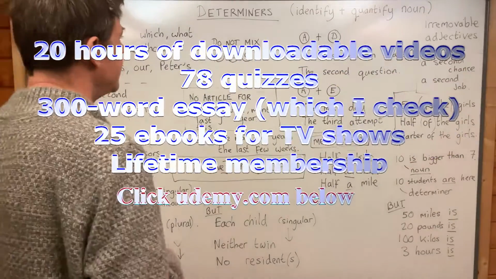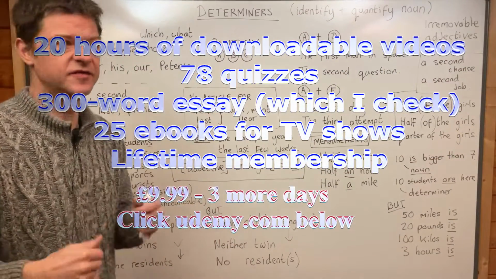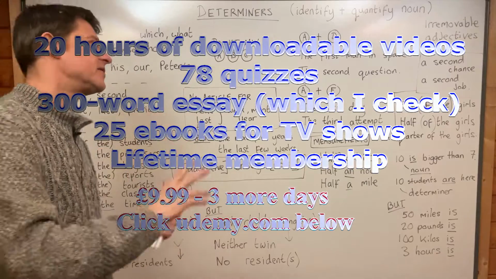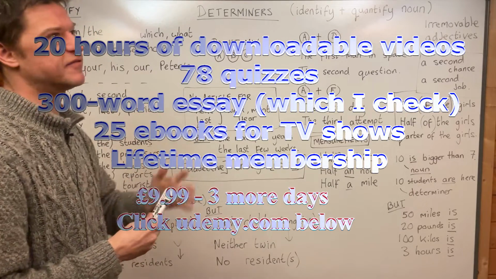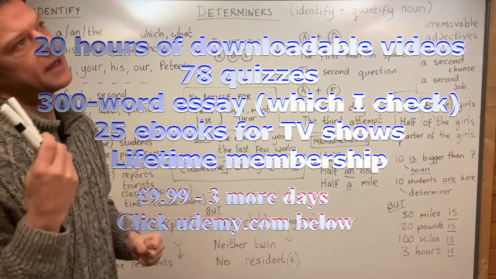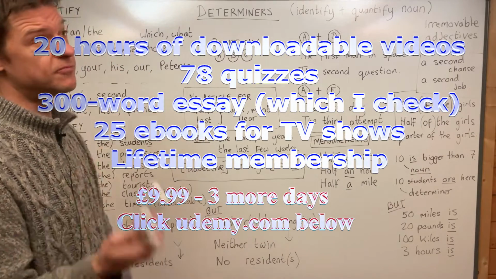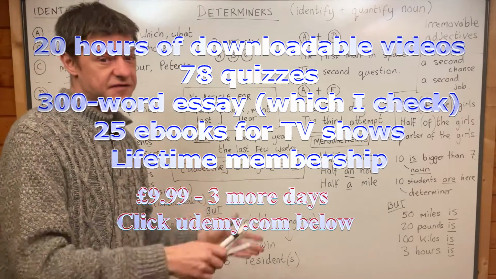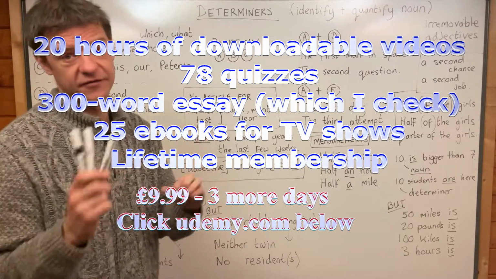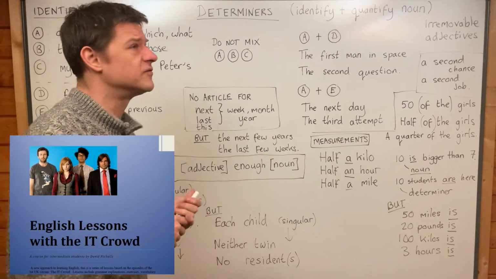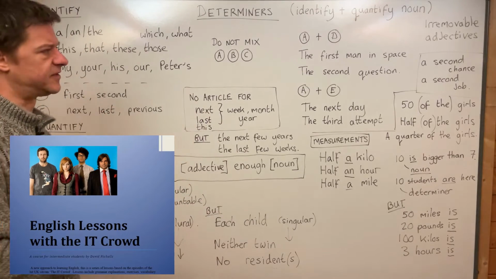Okay, welcome to a class on determiners. We have already looked at determiners and countability with few for countable and little for uncountable, much for uncountable, many for countable, and fewer and less, and amount of and number of. They're the main ones I want you to remember from that lesson.